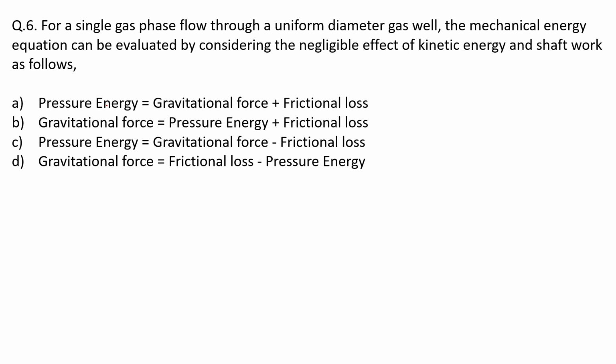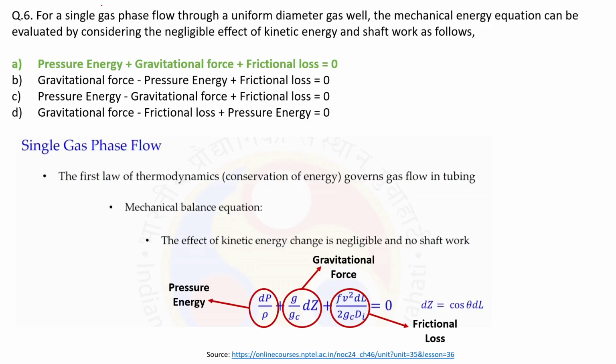This is said because the pressure drop will be negative. So because of that, if you take the negative on the other side, then the first option will be the correct one. Or you can modify it to pressure energy plus gravitational energy plus frictional loss is equal to 0. So both of these options are correct.